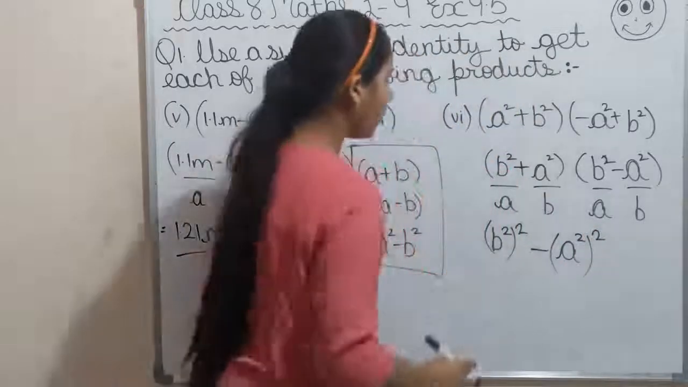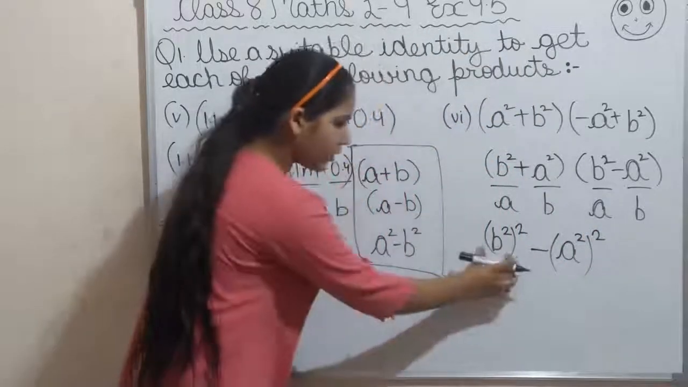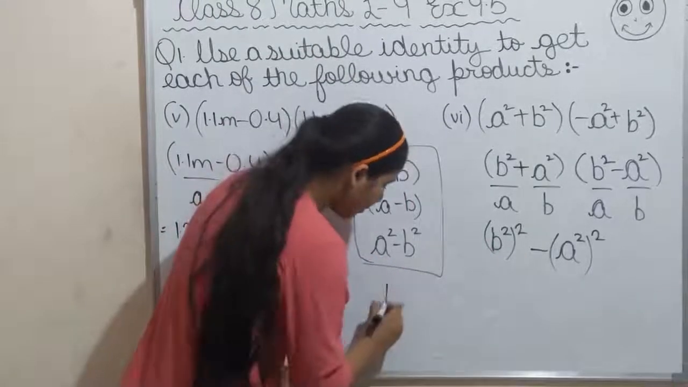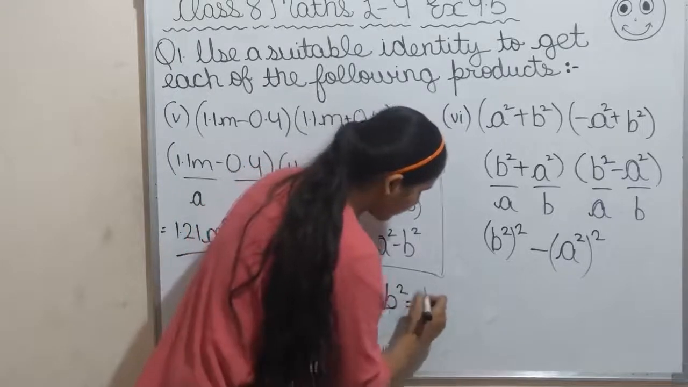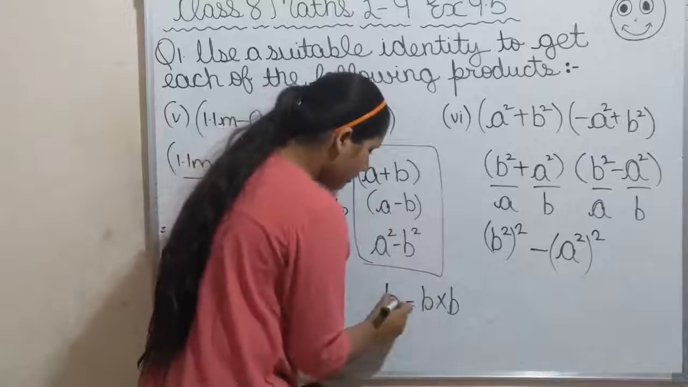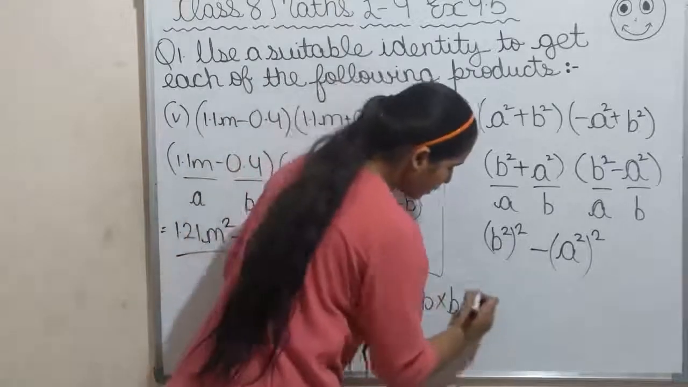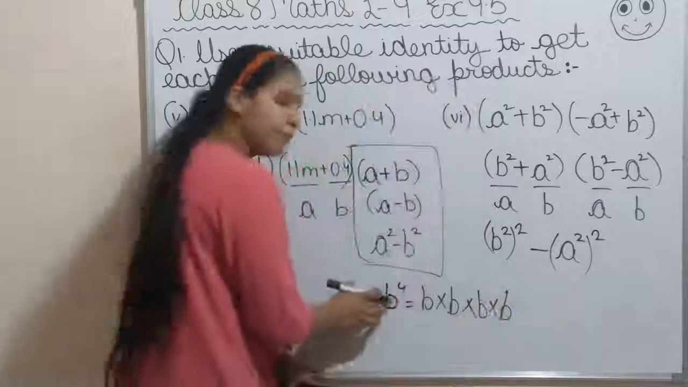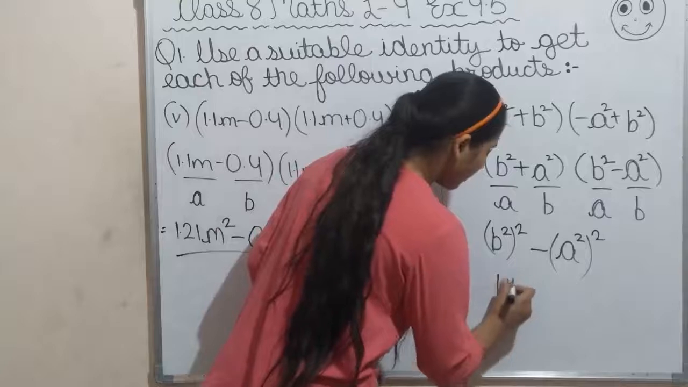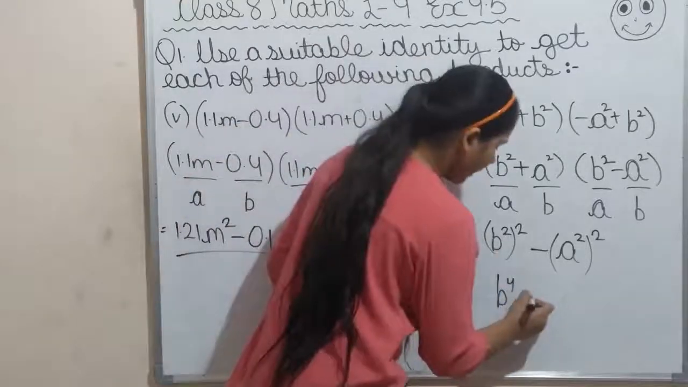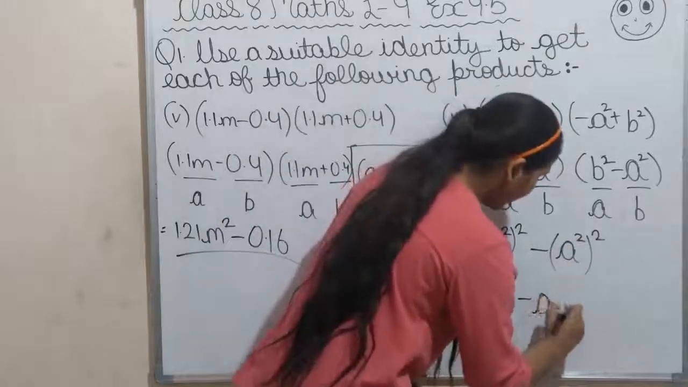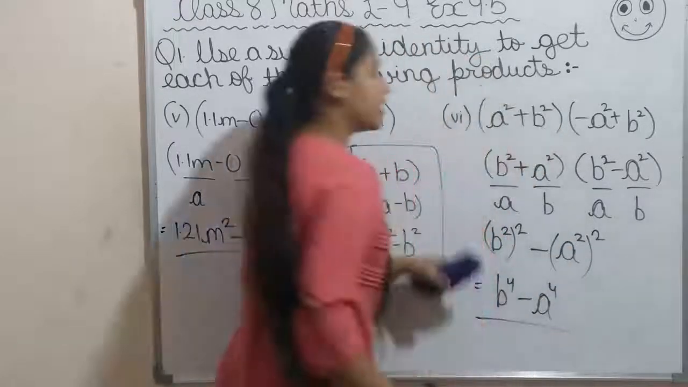Let me do it in rough. If only b square is asked, it is b into b. If it is asked double of this, 2 into 2 is 4, simply. So b into b into b into b, we'll write b raised to the power 4. You can do it simply, 2 into 2 is 4. Here minus, then a again, square into square means 2 into 2, 4 again, a raised to the power 4. So this is the answer of the sixth one.